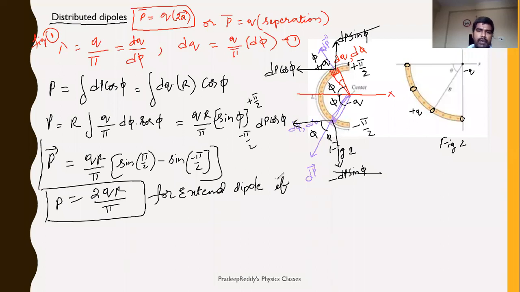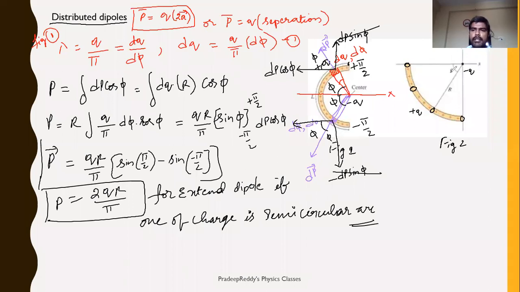If one of the charges is a semicircular arc. Okay. Similarly, if it is not a semicircular arc, what you will do? Just change the angle. Simply you will cut this into two parts. Right? Total angle, if it is theta, this will be theta by 2 and this will be theta by 2. Minus theta by 2 to plus theta by 2. Just substitute the limits over here.